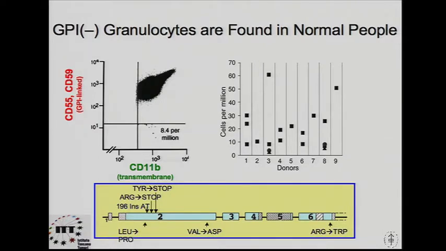So we asked the question, what about normal people? And here you can see granulocytes from a normal person. At least, well, David Araten told me, you're not that normal because you've studied PNH for too many years. But then we repeated the test on many other people, and it was the same. There is a small population of cells that have the PNH phenotype in the majority of normal granulocytes. Here there were 8 per million.